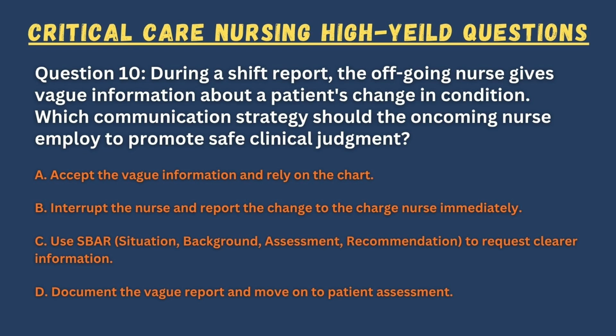A. Accept the vague information and rely on the chart. B. Interrupt the nurse and report the change to the charge nurse immediately. C. Use SBAR, Situation, Background, Assessment, Recommendation, to request clearer information. D. Document the vague report and move on to patient assessment.